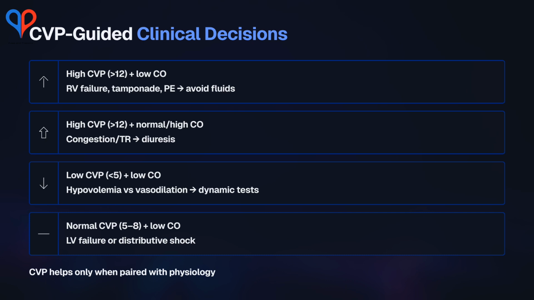High CVP with low cardiac output points to RV failure, tamponade, or PE. Fluids will worsen the situation. High CVP with normal cardiac output indicates congestion or TR and suggests diuresis. Low CVP with low cardiac output requires dynamic assessments such as passive leg raise, PLR, pulse pressure variation, PPV, or stroke volume variation, SVV, to determine fluid responsiveness. Normal CVP with low cardiac output points to left ventricular failure or distributive shock. CVP is useful only as part of an integrated hemodynamic assessment.